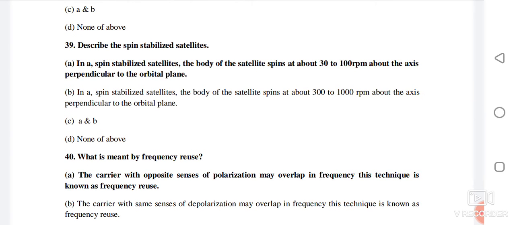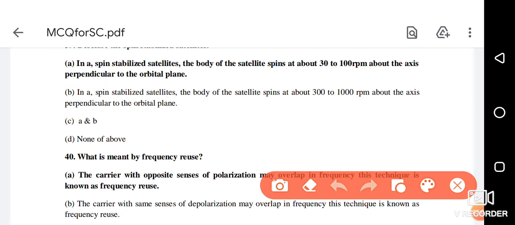Describe the spin stabilization satellites. So the right answer is option number A. In a spin stabilized satellite, the body of the satellite spins at about 30 to 100 rpm about the axis perpendicular to the orbit plane. So the right answer is option number A.